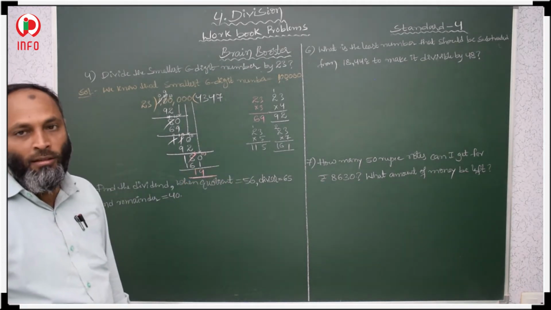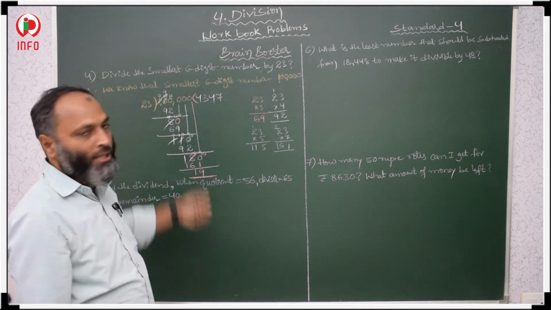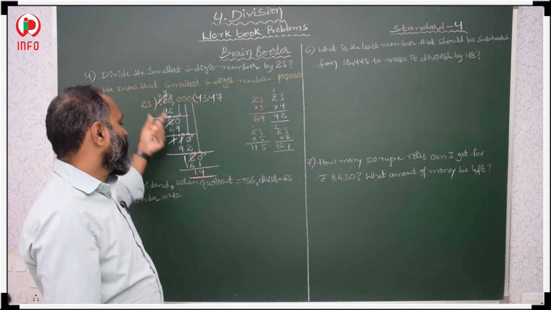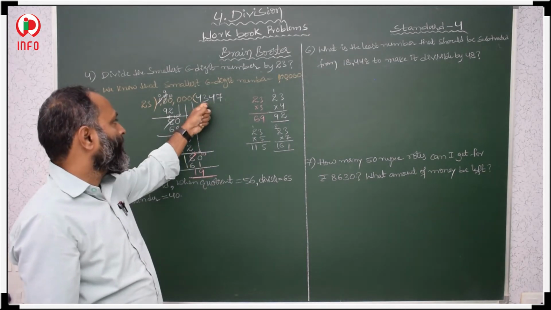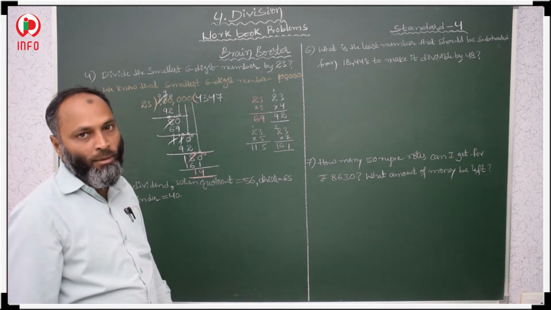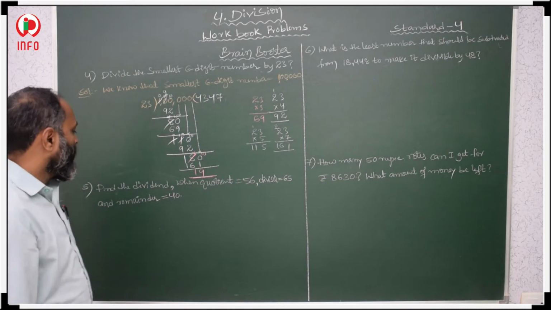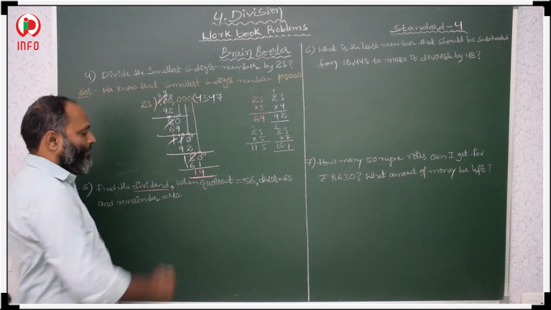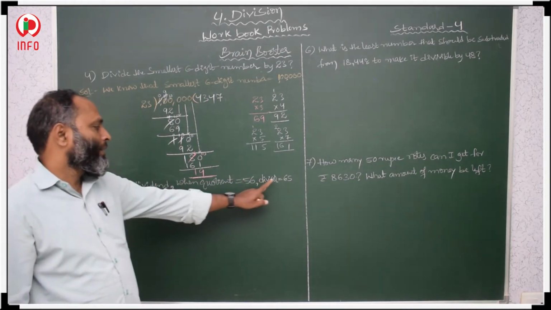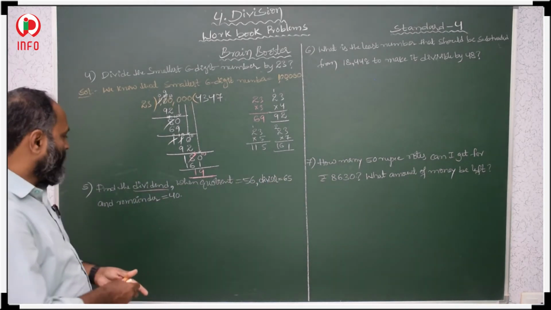So again, the smallest 6-digit number, that is 1 lakh, if it is divided by 23, then 4,347 is our quotient and 19 is our remainder. Okay. Here we have to find the dividend. Quotient is given, divisor is given and remainder is given. There is a formula. So how do we find it?